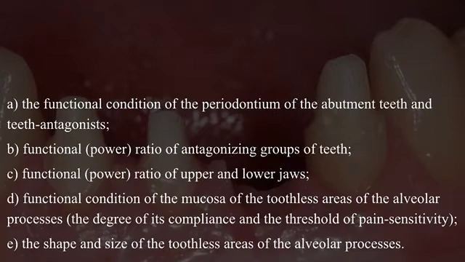When choosing the design of the prosthesis, the following factors must be considered: the functional condition of the periodontium of the abutment teeth and teeth antagonists, the functional ratio of antagonizing groups of teeth, the functional ratio of upper and lower jaw, the functional condition of the mucosa of the toothless area of the alveolar process, and the shape and size of the toothless area of the alveolar process.